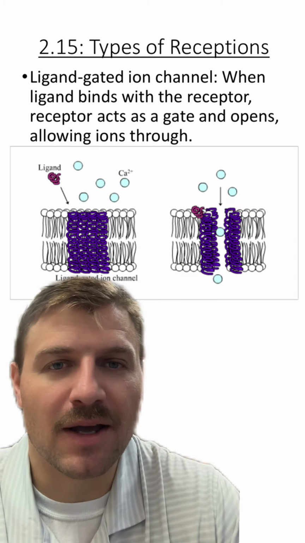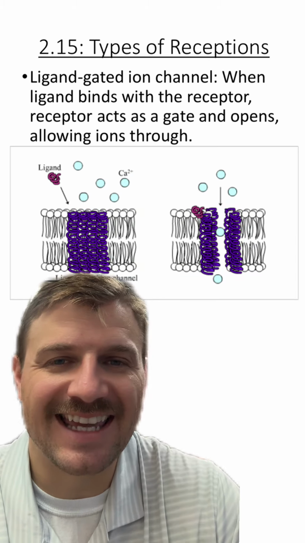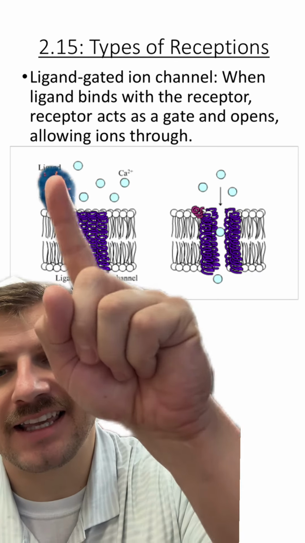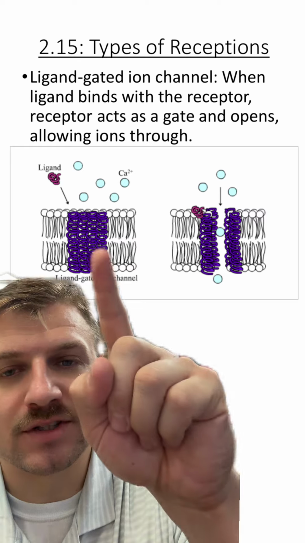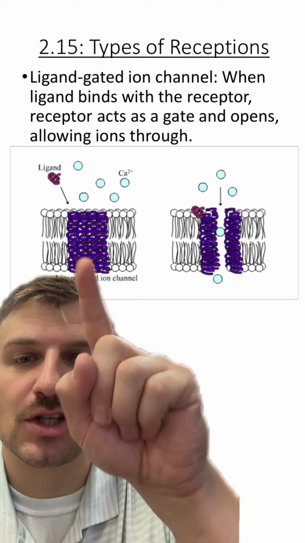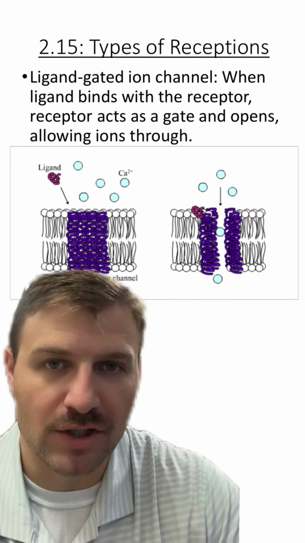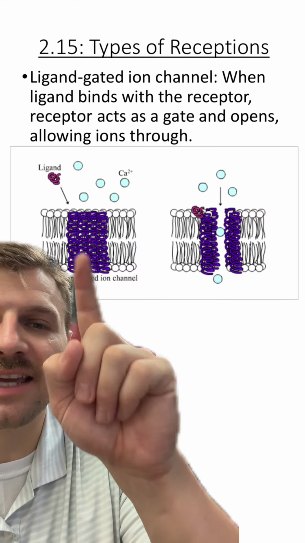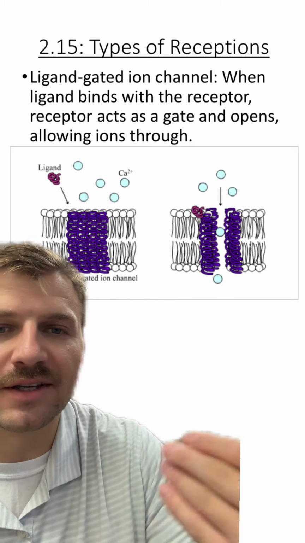Our next type of receptor is called a ligand-gated ion channel. This is basically what it sounds like. There's going to be a ligand that bonds with a protein, and whenever it bonds, it's going to change its shape, allowing some molecule through. Think of this as the ligand being the key to a gate, and once that gate is open, certain molecules are allowed into the cell.